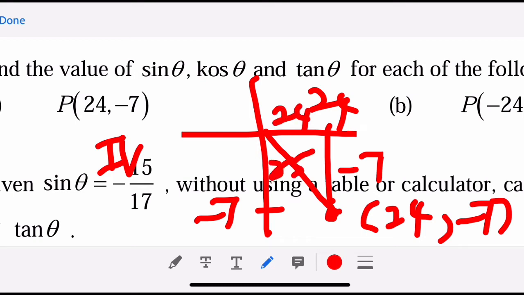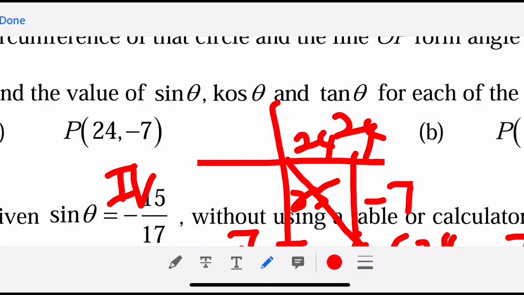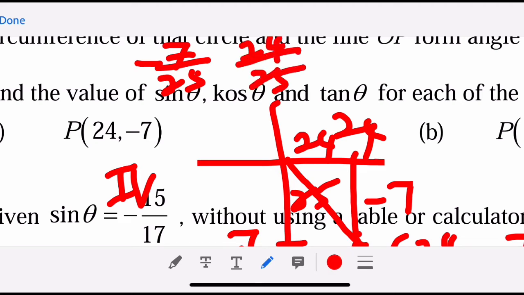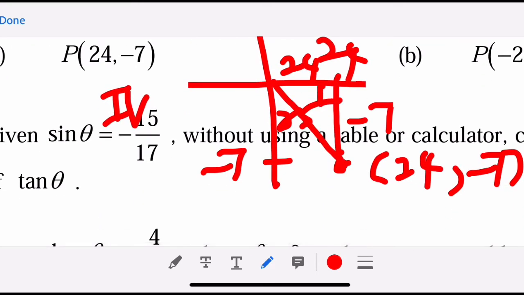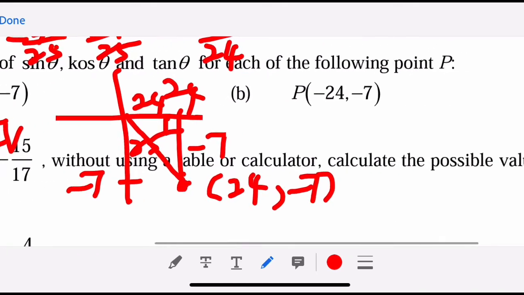That means here is negative 7, here 24, and here will be 25 if you use the Pythagoras theorem. So if you want to read, sine theta will be negative 7 over 25. Cos theta will be positive 24 over 25. And tangent theta of course will be negative 7 over 24. It's very simple if you understand the All Sine Teacher Crazy. How about this one?